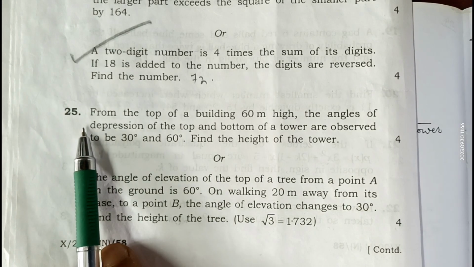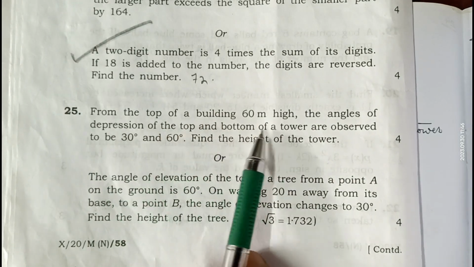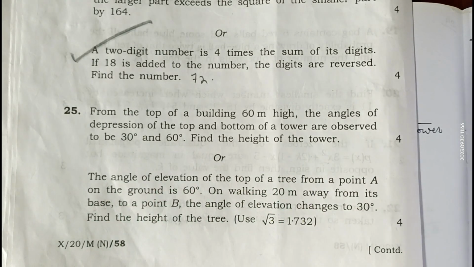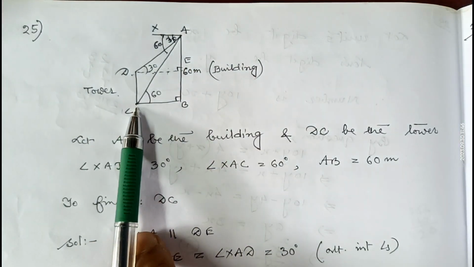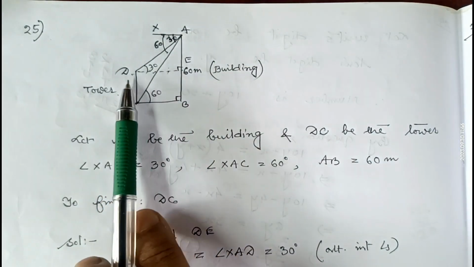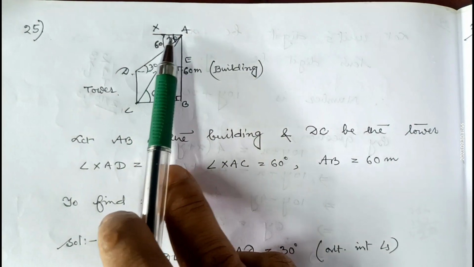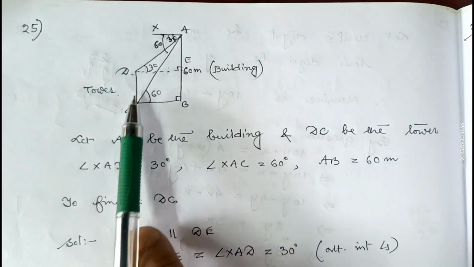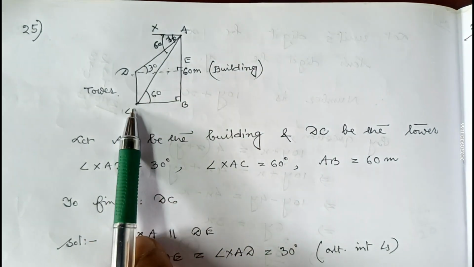In question number 25, it is given that from the top of a building 60 meter high, the angles of depression of the top and bottom of a tower are observed to be 30 degree and 60 degree. Find the height of the tower. Suppose AB is the building and DC is the tower. So these two angles are given. One is when we are seeing the top, it is 30 degree, and while viewing the base, it is 60 degree. We have to find the height of the tower. So this height is to be calculated.